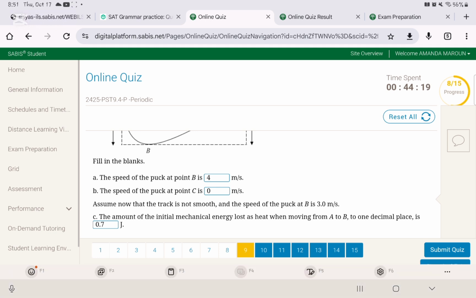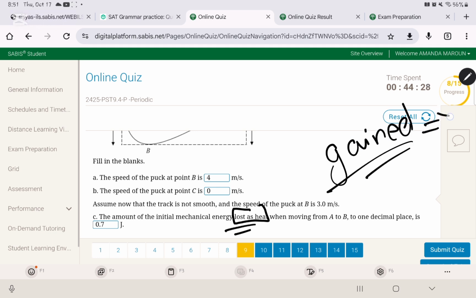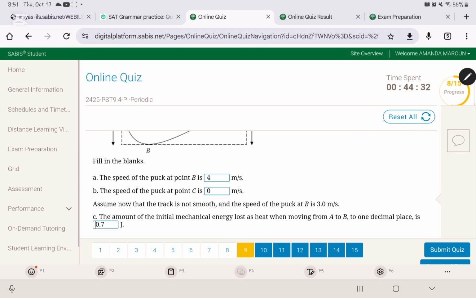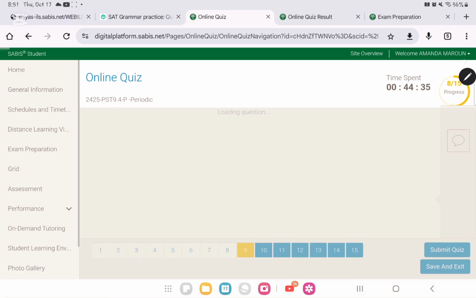I'm gonna put 0.7. Why? Because they told us the mechanical energy lost as heat. If they told us the energy gained, yes, then I would put minus 0.7. You can put both, but I prefer that you put 0.7. Okay? Question number 10.